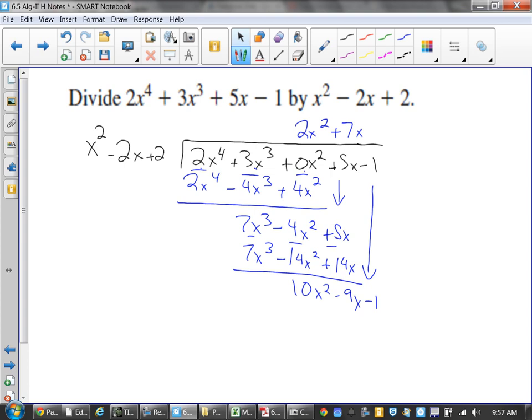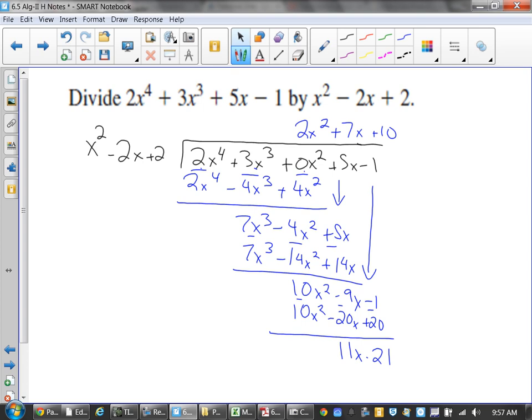How do you turn an x squared into a 10x squared? Multiplied by 10. So then we have a 10x squared minus 20x plus 20. Subtract everything out. Negative 20, no, 11. 11x, very good. Minus 21.